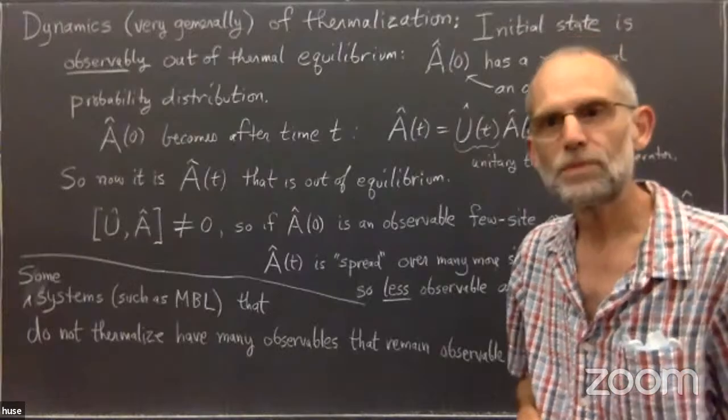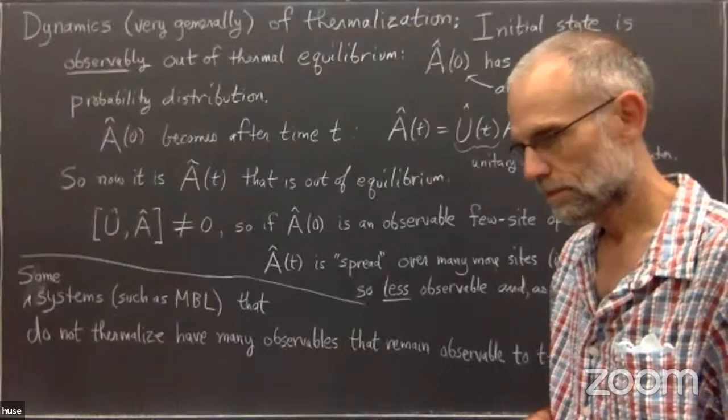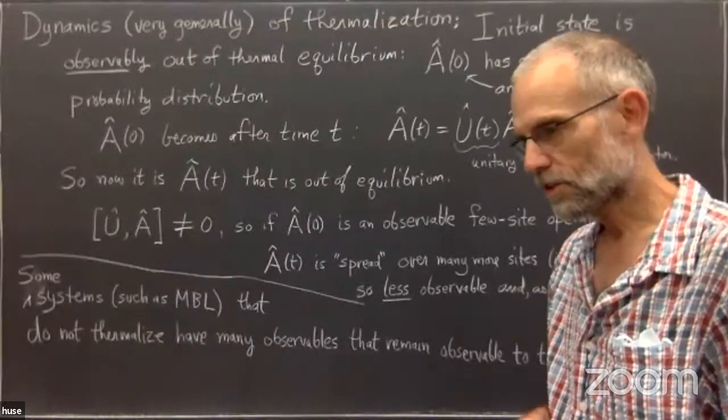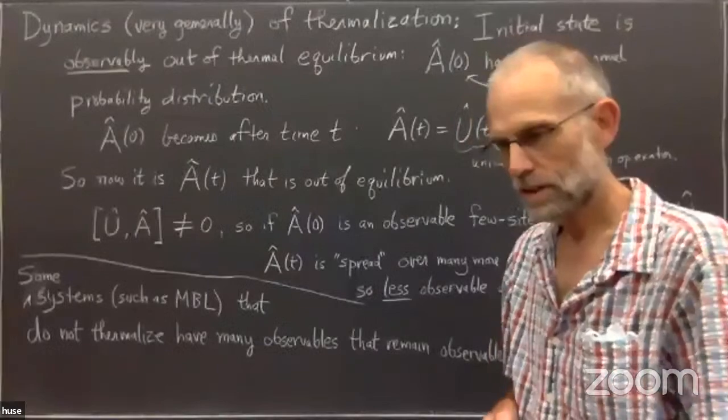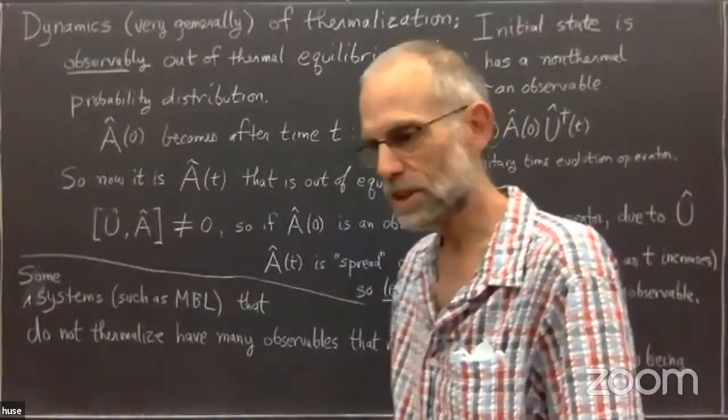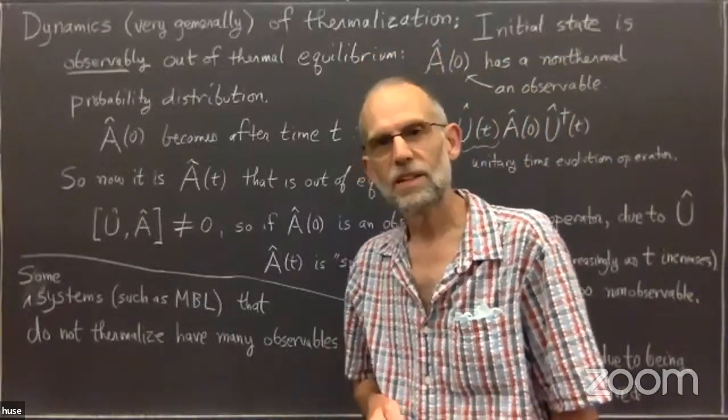Does that make sense? So when it thermalizes, it reaches a certain distribution for the observables? Yes. And that distribution is determined by your experiment? Is that what you're saying? Well, it's determined by the initial values of all the conserved quantities, and that defines the thermal equilibrium state.